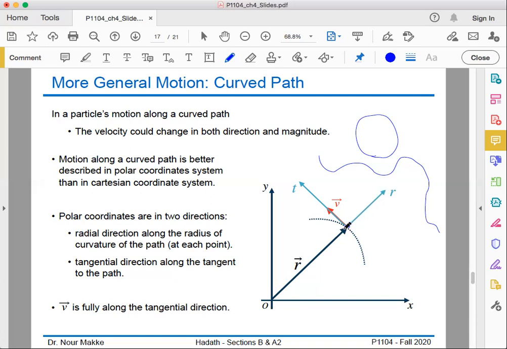So it points towards the, not the center of the circle, but it points out of the center of the circle. And you have another direction, which we call the tangential direction. So this direction is tangent to the path of the particle. Now, as we know that v is along the tangent to the curved path from our previous slides. So this is why v is all the time along the tangential direction, and therefore it's perpendicular to the radial direction.